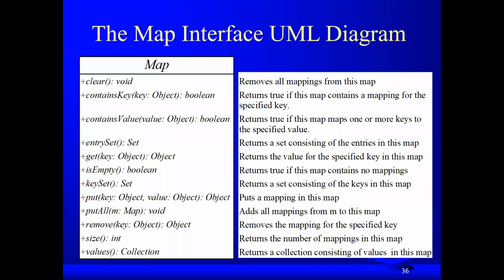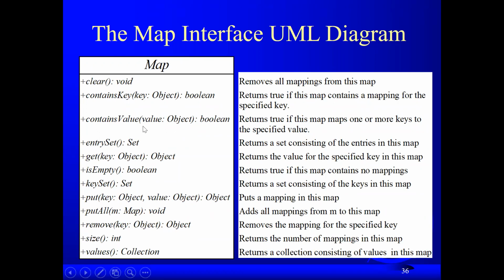Okay, let's see an example of exactly how it looks. Let's see the map interface. As an interface, there is a set of functions in the map. One is clear, so all mappings will get cleared. Then containsKey. You have some key and you want to check whether that map contains that particular key or not. In such cases, you can use containsKey.